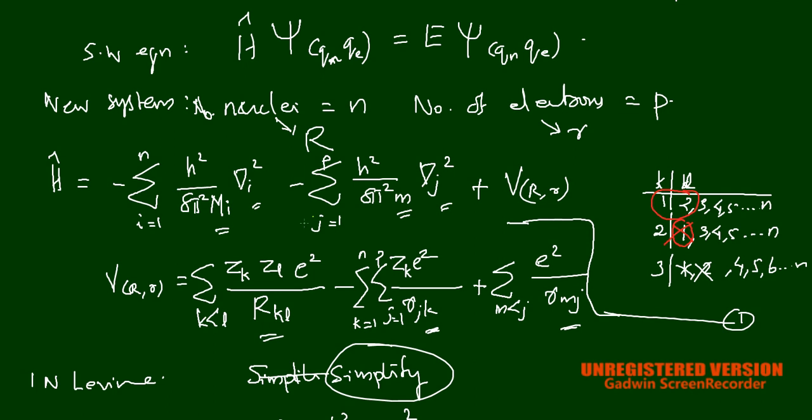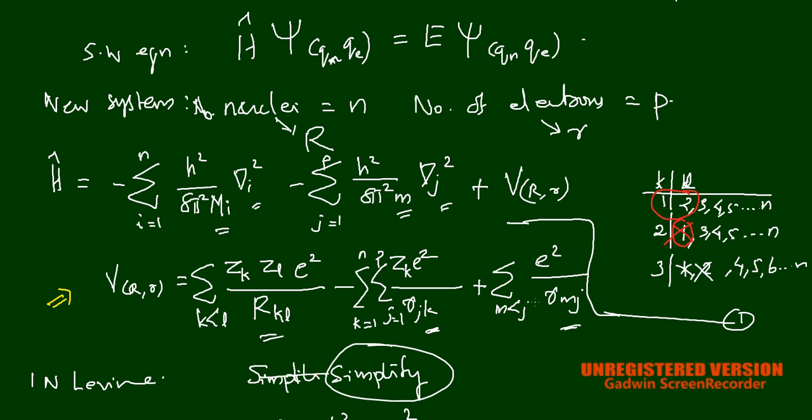Okay, and the first part of this Hamiltonian was the kinetic energy part for the nucleus, and the second term is for the kinetic energy of the electrons. And then we have the potential energy term. The potential energy term together is written as VRR, and we have defined the VRR. Here is the expression for VRR.